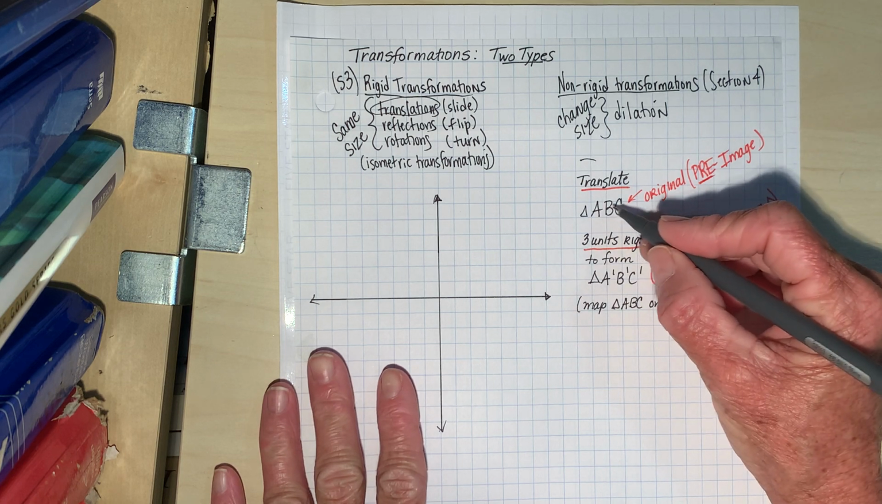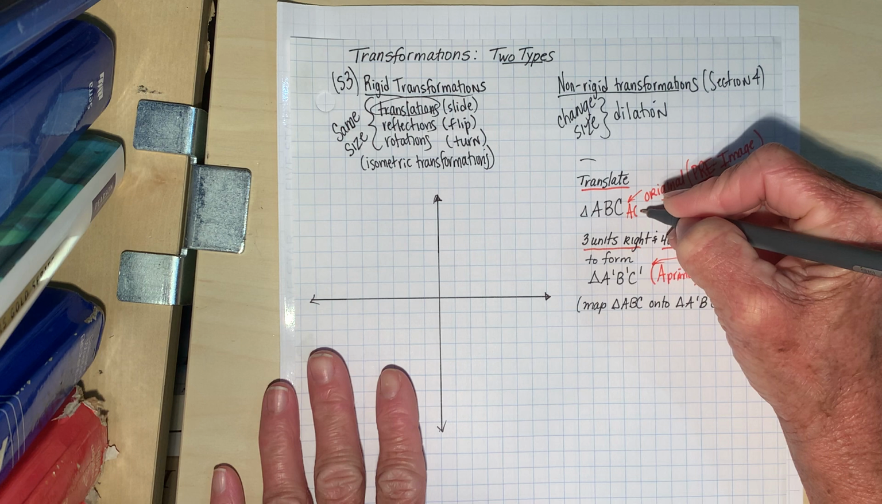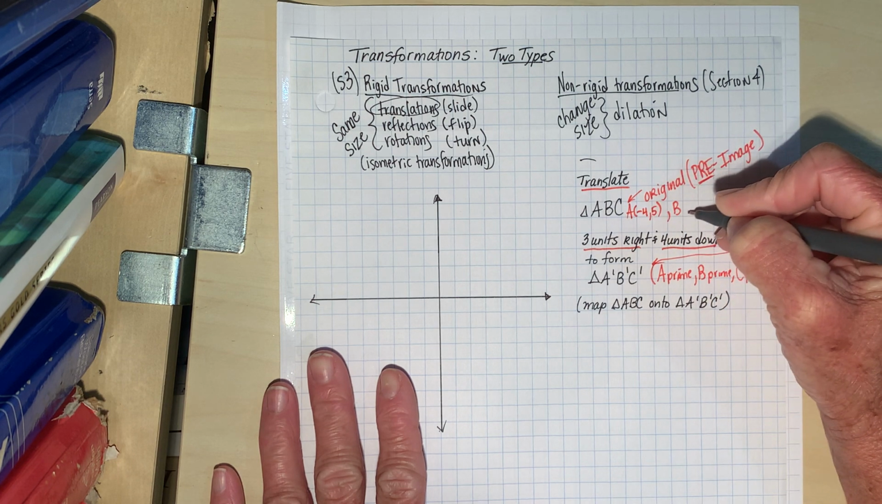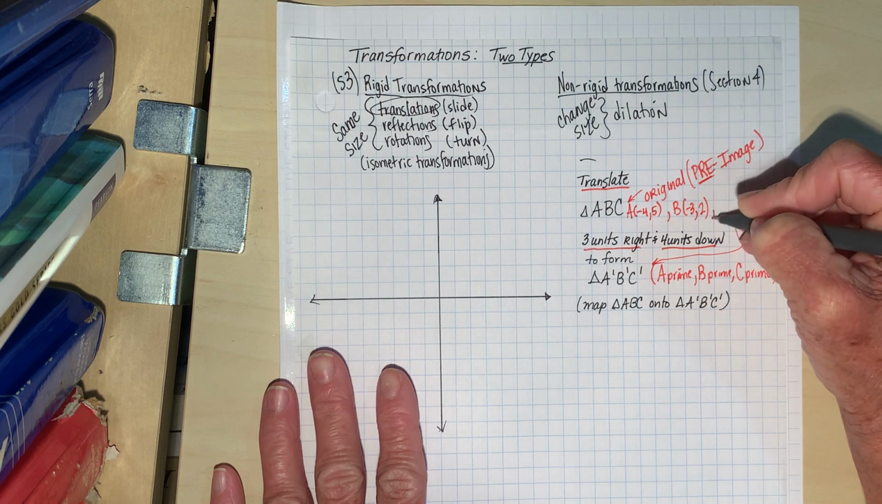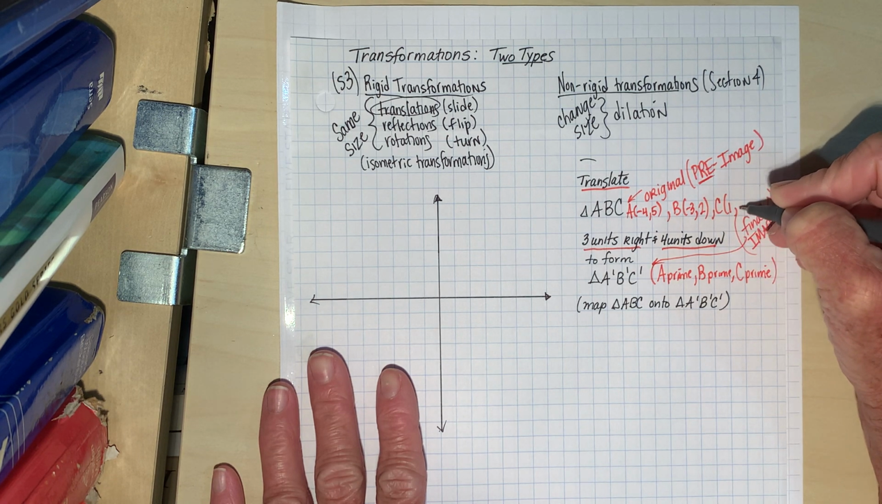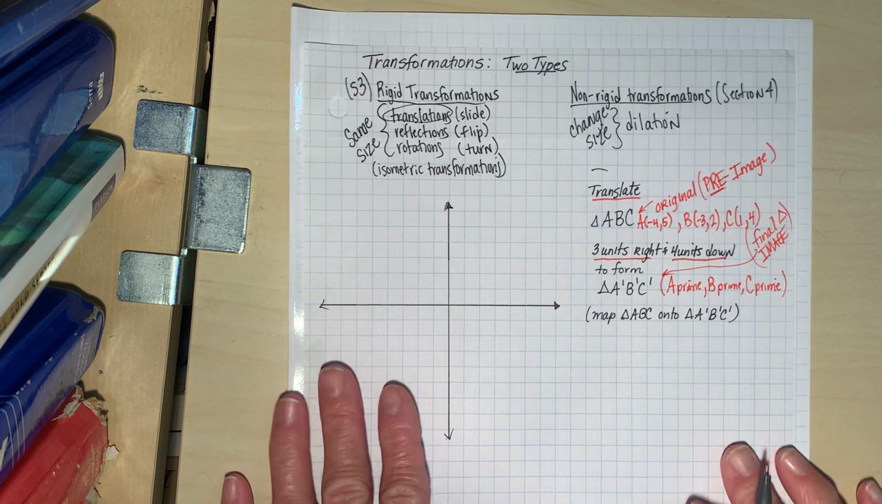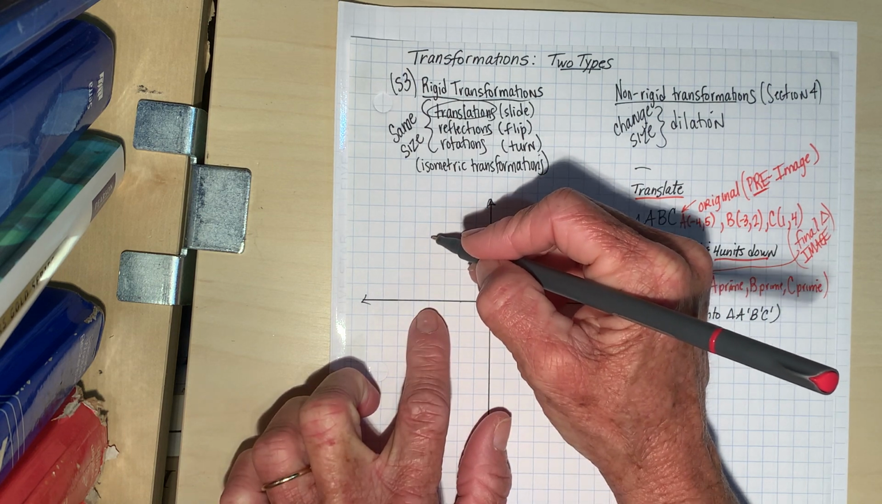So I need to give us some coordinates for triangle ABC. Let's put A at (-4, 5). Let's put B at (-3, 2). And let's put C at (1, 4) for triangle ABC. All right, so A is located over 4.